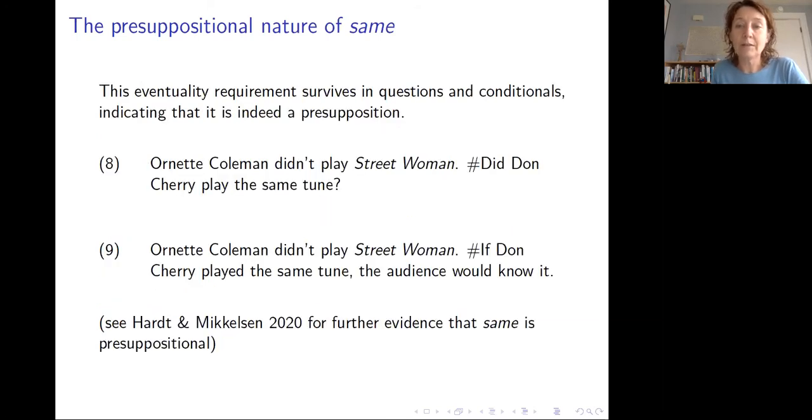Now, how do we know that these are presuppositions? Well, we can run the classic family of sentences tests, in particular the question test and the conditional test. So we do that in 8. Again, we keep our negated first clause, Ornette Coleman didn't play Street Woman. Did Don Cherry play the same tune? Is ill-formed, showing that same has this presupposition even inside of a question. Or 9, Ornette Coleman didn't play Street Woman. If Don Cherry played the same tune, the audience would know it. So again, it projects out of the antecedent of a conditional.